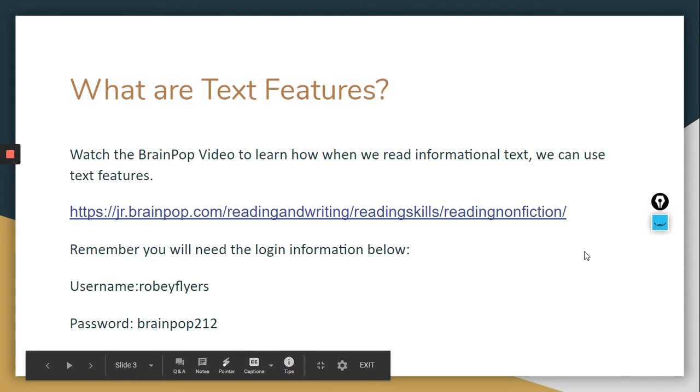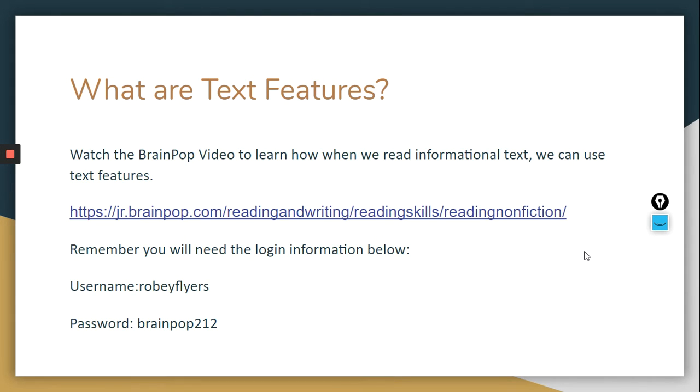So what are text features? Maybe you had a lot of ice cream and you don't remember, or it's been a long time since we were in class and maybe it's a little foggy for you. Text features are parts of informational text that authors use to help us get information. They use a bunch of different methods to help us understand informational text. So when we read nonfiction or informational text, we use them to help us gather a deeper understanding.